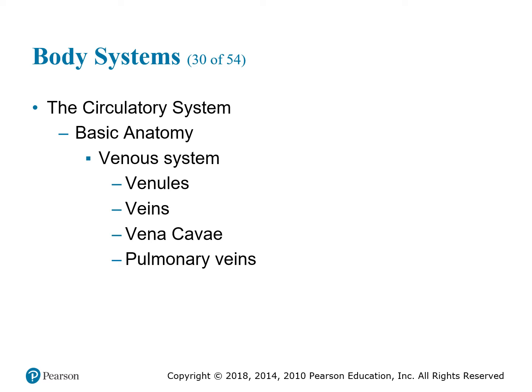Now, the venous system, this houses actually the most of our blood. So about 64% of our blood is housed in the venous system at any one point in time. All right. The veins are responsible for bringing blood back to the heart.